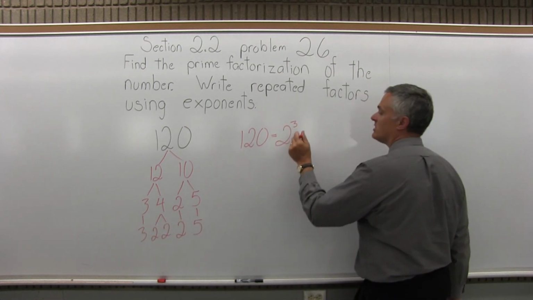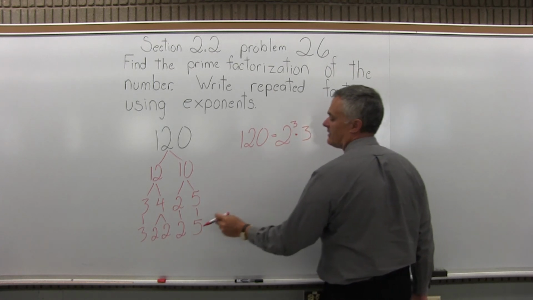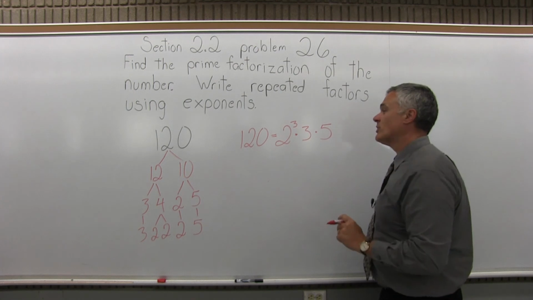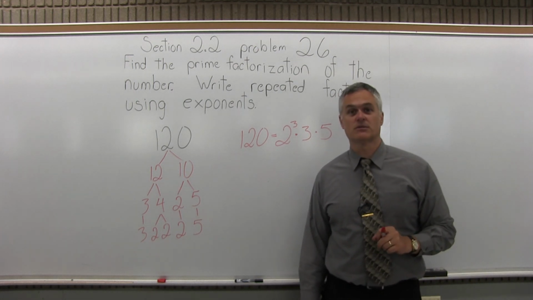Then next times 3. And then finally times 5. So 120 equals 2 to the 3rd power times 3 times 5.